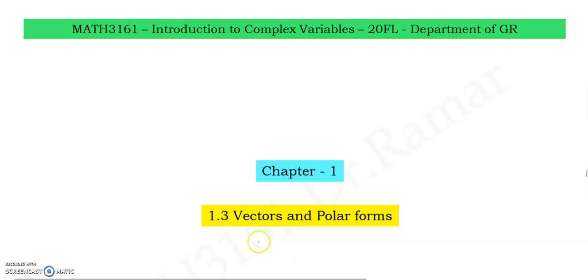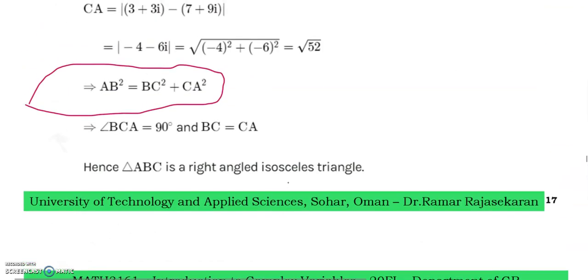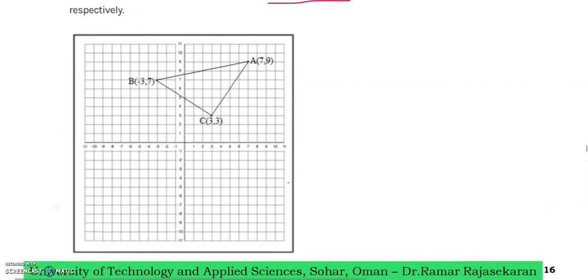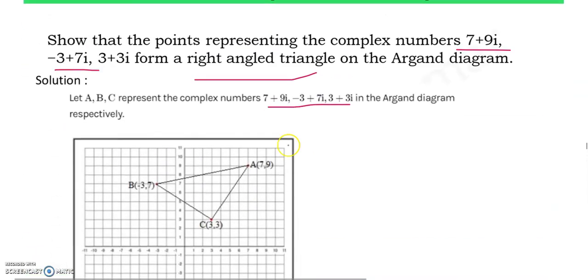Dear students, in this video we will see vectors and polar forms. That is 1.3 from chapter 1. But before that, we will see one question which we left in the last video. We have to prove that these three complex numbers will form a right angle triangle.